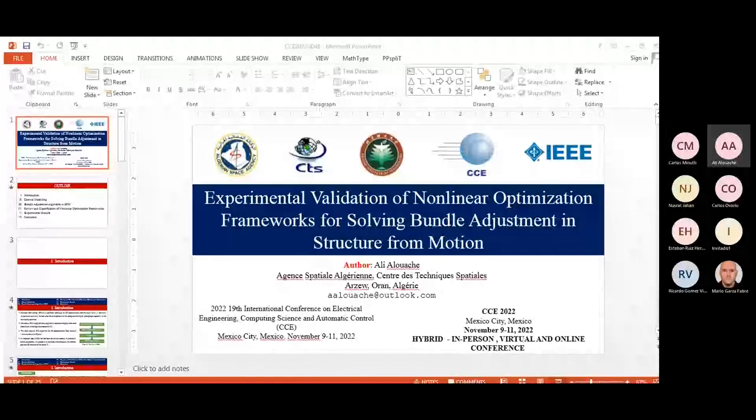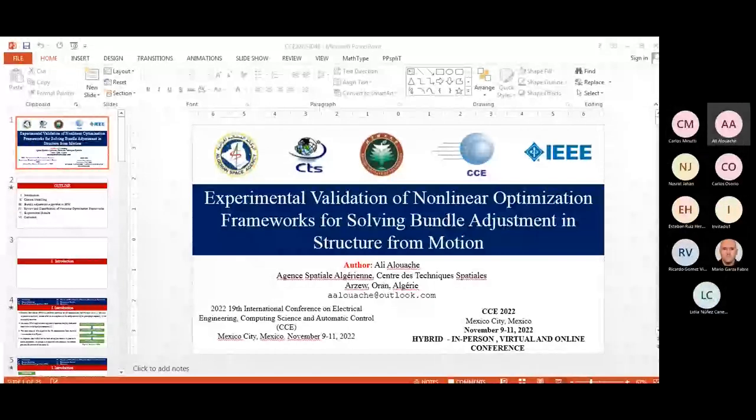In the first section, I present firstly the problem of bundle adjustment in structure from motion. Then I give the main contribution of this paper. In the second section, I present a description of the coordinate systems in camera modeling. In the third section, I present a formulation of bundle adjustment algorithm in structure from motion based on Levenberg-Marquardt algorithm.